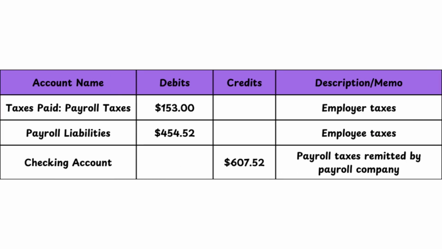In our example, we're going to debit the taxes paid payroll taxes expense account by $153 in order to pay the employer taxes that are owed. We're going to debit the payroll liabilities account by $454.52. So this is going to zero out the liability account, so the employee no longer owes federal and state taxes. And we're going to credit the checking account by $607.52. So this is the amount that's sent by the payroll company in order to pay federal and state taxes that were owed. This basic understanding of payroll will help you when you have clients that outsource this service.